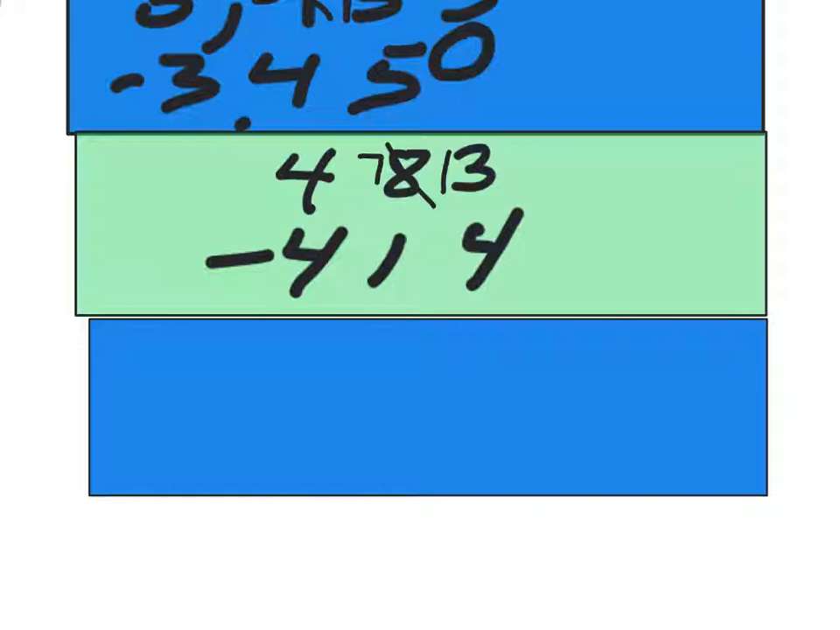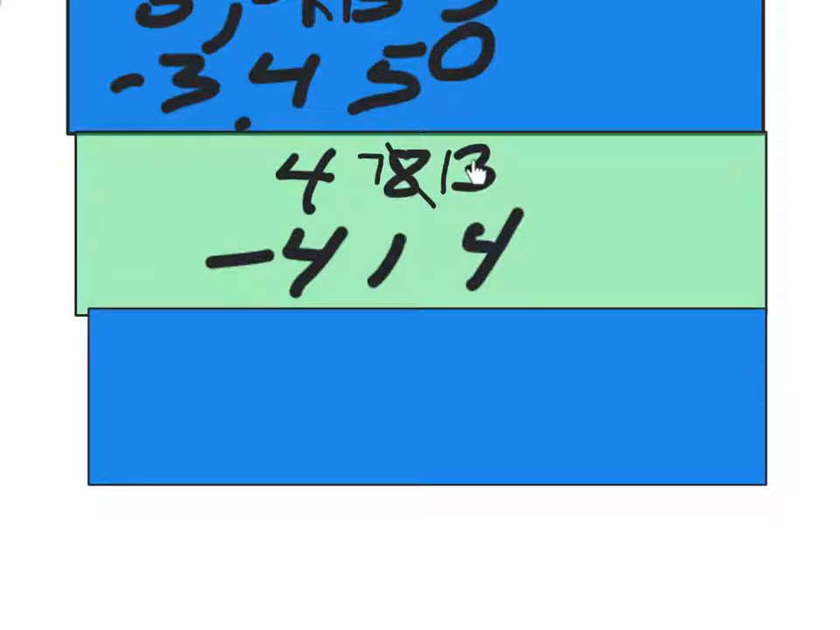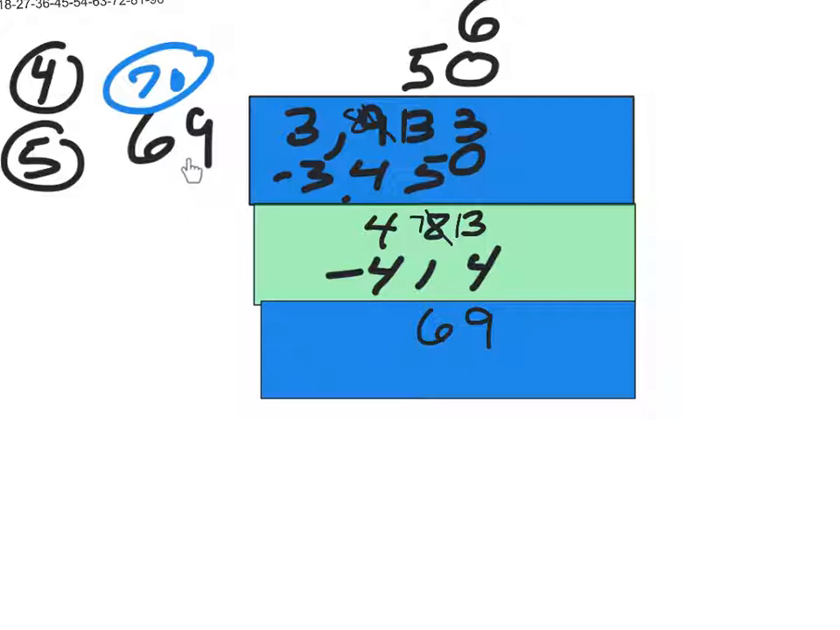So here we go, and bam. And now I've got 13 minus 4, which is going to give me 9. And then I've got 7 minus 1, which is going to give me 6. And 4 minus 4 zeroes out. So let's see where we're at. And bam, look at that.